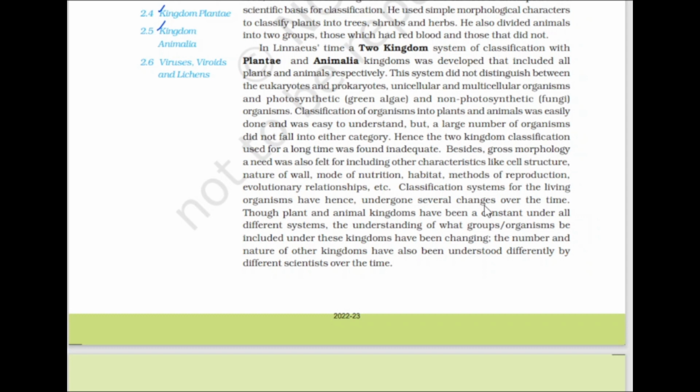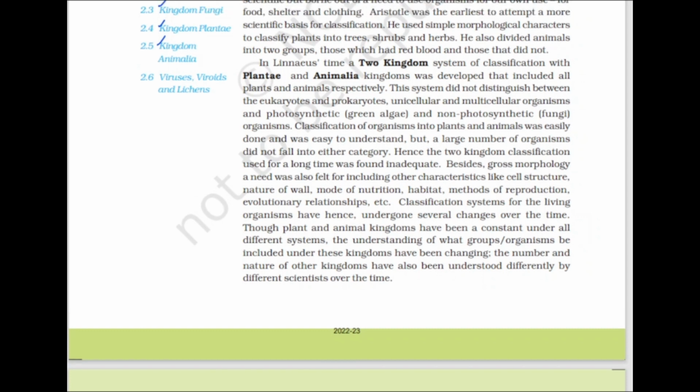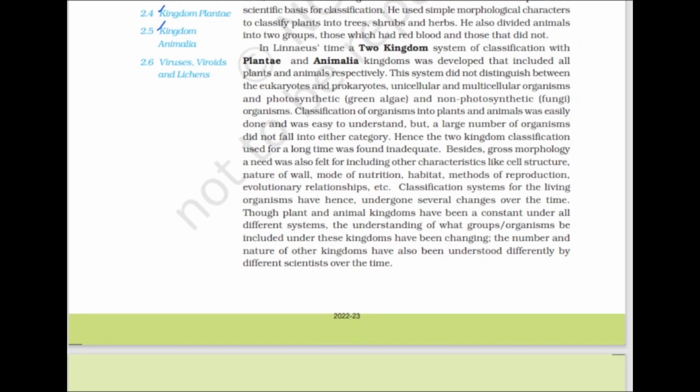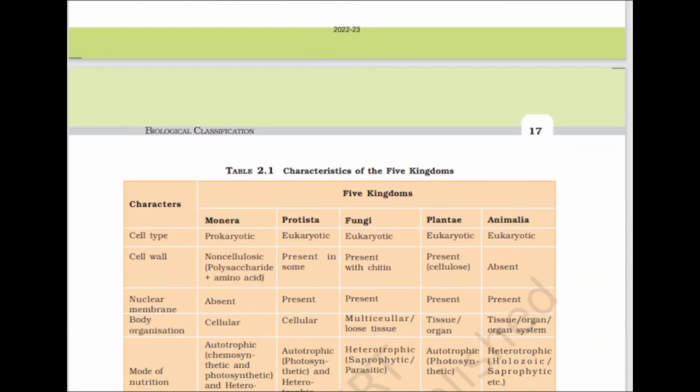Though plant and animal kingdoms have been a constant under all different systems, the understanding of what groups of organisms should be included under these kingdoms has been changing. The number and nature of other kingdoms have also been understood differently by different scientists over time. At different times scientists discovered new things, so it keeps on changing according to the scientists and the time.